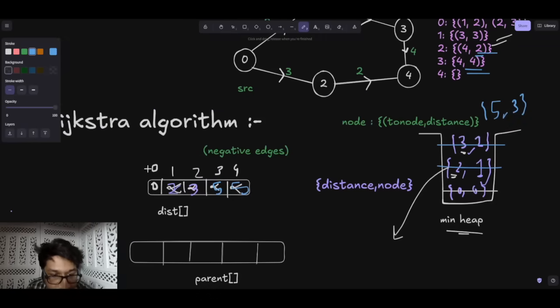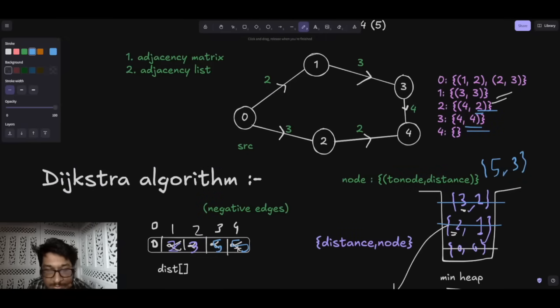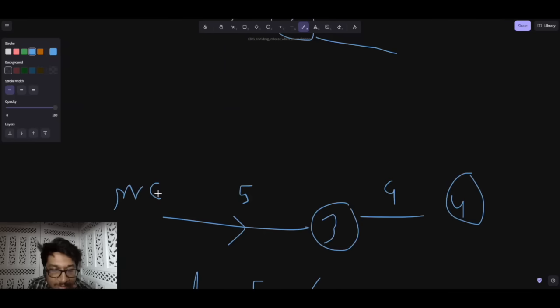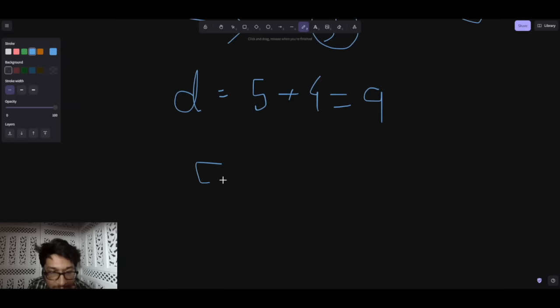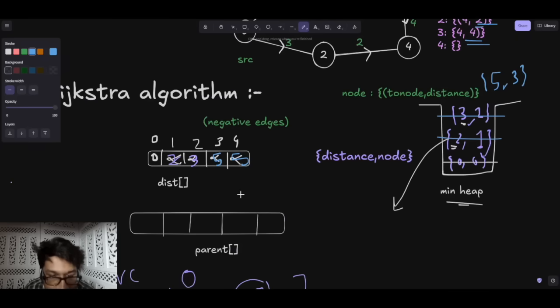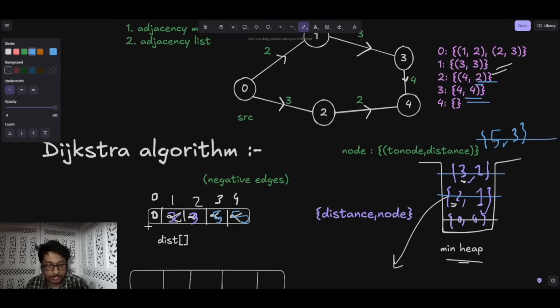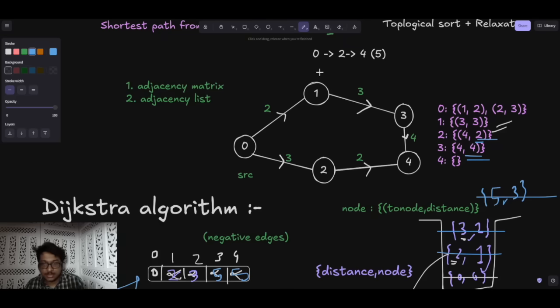But the earlier distance of source to 4 is 5 only. So is 5 less than 9 or more than 9? 5 is less than 9. So hence I won't change this because the distance here, which is 5, is already less than the current distance, which is 9. So I won't replace this, and this is also processed, and we have finished our Dijkstra algorithm. Very easy. So the final distance array would be 0, 2, 3, 5, 5, and this is your final.